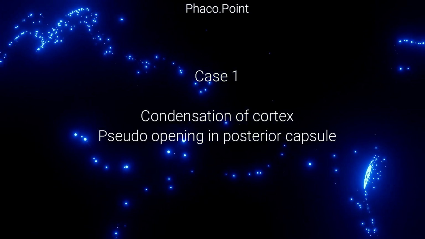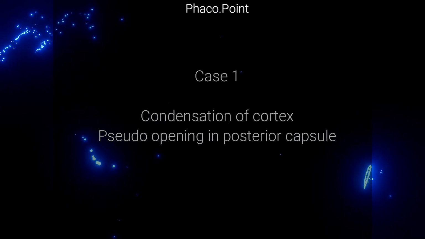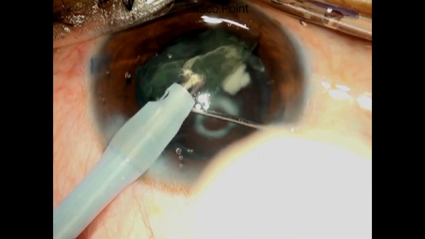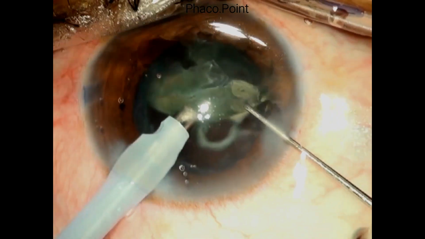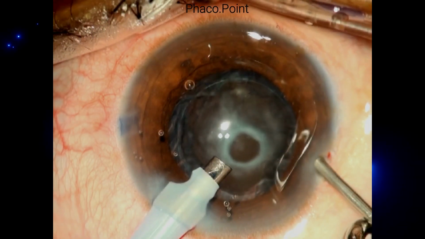Let's look at the first case. In this case, you will see how the surgeon is aspirating the epinucleus in the epinuclear mode of phacoemulsification. Under the epinucleus that's being emulsified, you will notice the dense condensation of the cortex, which is typically seen in a patient with a posterior polar cataract.